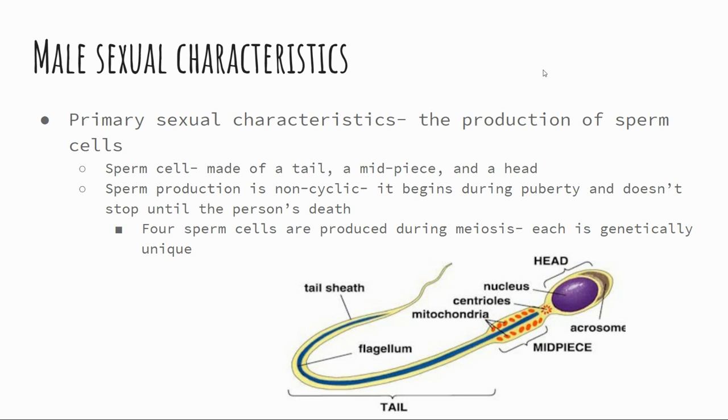There are 4 sperm cells produced during meiosis. Each is genetically unique, and that's where a lot of genetic variability comes from. So again, once males begin to produce sperm in their life, they do not stop producing sperm until they die.